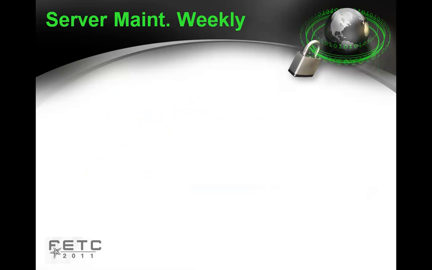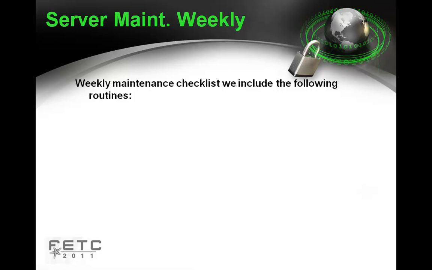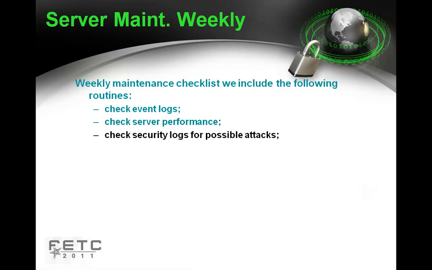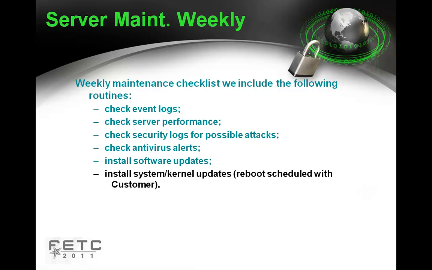I've seen it happen. What should you be doing on a weekly basis? Checklist should include the following routines. Check your event logs. Check server performance. How much RAM is it using? How close is it to capacity? Check your security logs for possible attacks. Notice I'm not doing this every single day. I'm looking at some things every day, but then I'm looking a little more in detail on a weekly basis. Check your antivirus alerts. Install any software updates. Look at your system kernel updates, reboot schedule, and you need to schedule that with your customer, with your students and your staff.